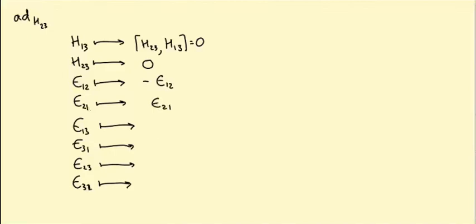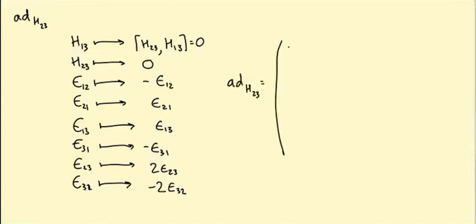E13 is going to go to E13. E31 is going to go to minus E31. E23 is going to go to 2E23. And E32 is going to go to minus 2E32. Okay, so the big difference here is the sign change that's happened here and the fact that the factor of 2 has moved. So as a matrix, ad H23 is 0, 0, minus 1, 1, 1, minus 1, 2, minus 2.